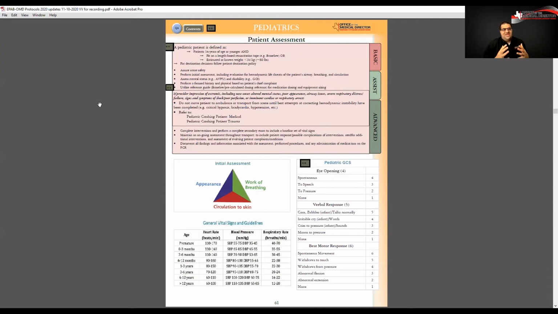The only caveat is that this does not necessarily apply when it comes to destination decisions. In the destination policy, there are specific age cutoffs for trauma versus medical versus psychiatric, based on what the hospitals in the region will be able to accept. So from a destination decision standpoint, this doesn't apply, but for the most part, a pediatric patient is defined as 14 years of age or younger and either small enough to fit on a resuscitation tape or has a known weight of less than 36 kilos.